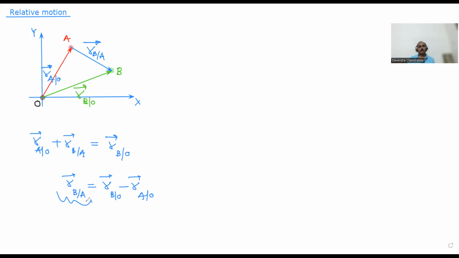Now, when you differentiate the position vector, all of you are aware about what is the differentiation of position vector with respect to time gives us? दक्ष, क्या मिलता है जब पोजीशन वेक्टर को डिफरेंशिएट करते हैं टाइम के रिस्पेक्ट में?